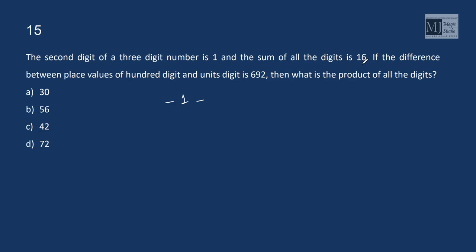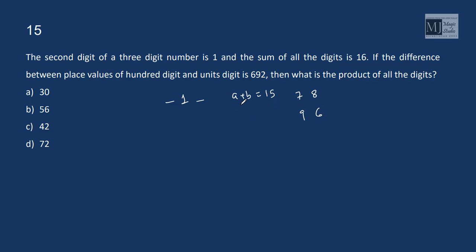The sum of all digits is 16. 1 is already there. That means A plus B is 15. We can have 7, 8. We can have 9, 6. That is the only combination we can have with the 2 digits summing up to 15, and we know that the highest value would be 9.